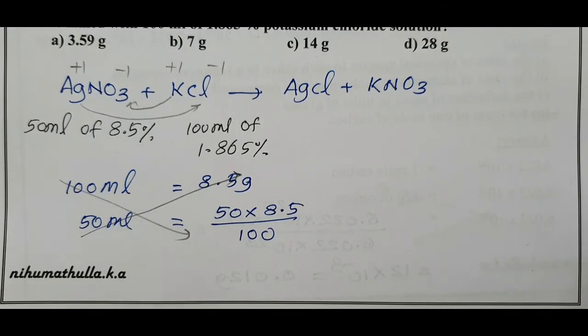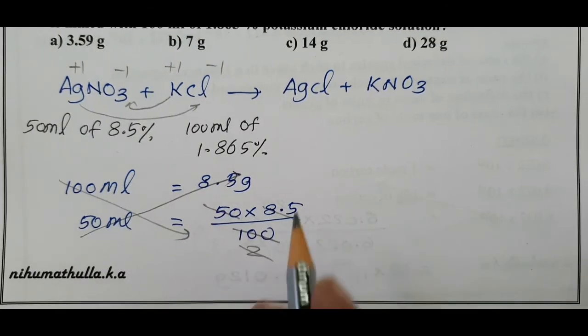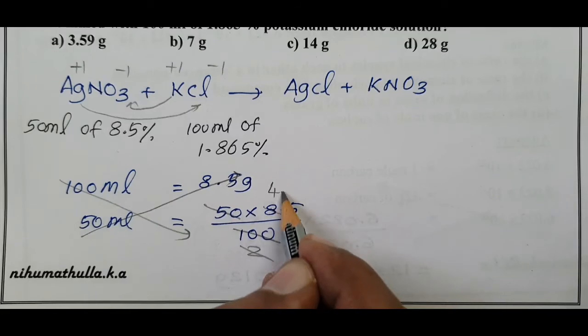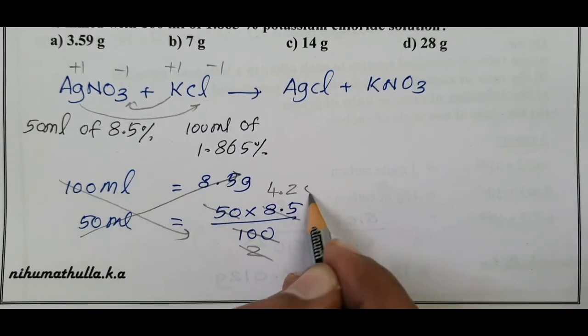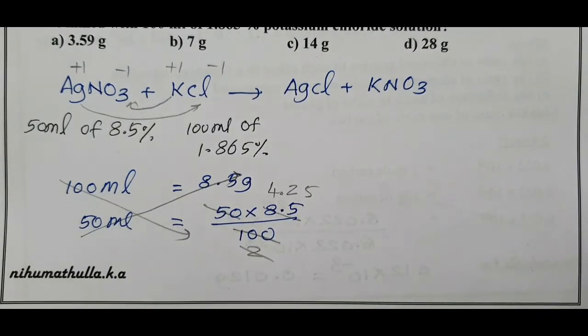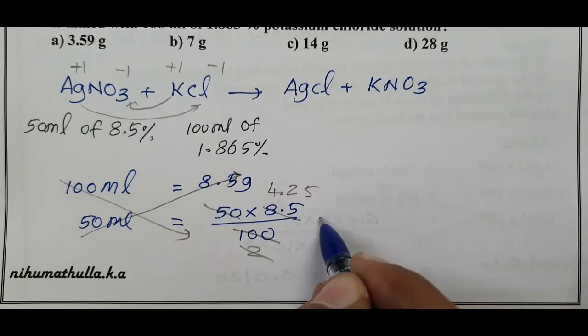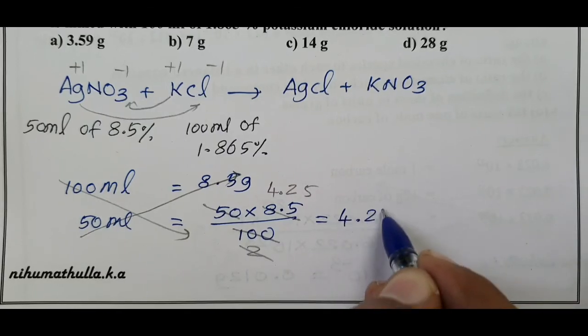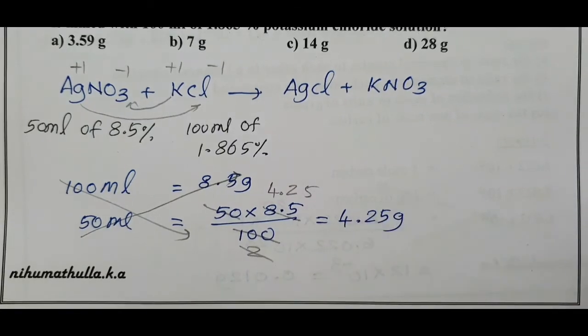Cancel this. 150 is 50, 2 50s are 100, 1 2 is 2, 4 2s are 8, 2 2s are 4, remaining 1, 5 2s are 10. So, what is the answer? 4.25 gram of silver nitrate.